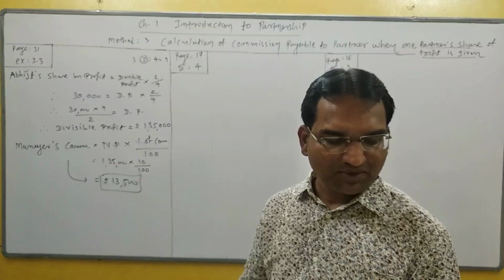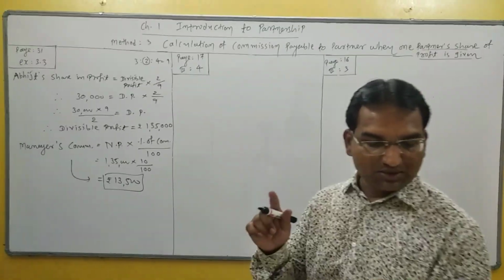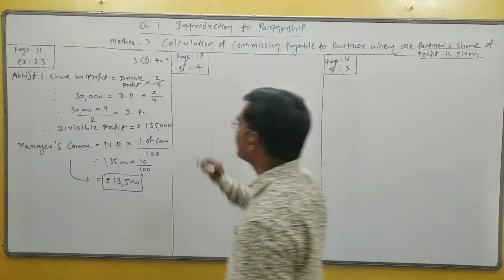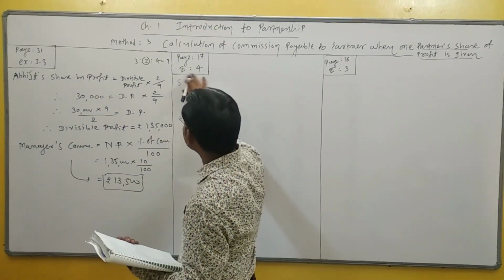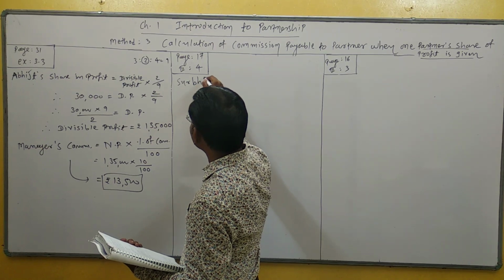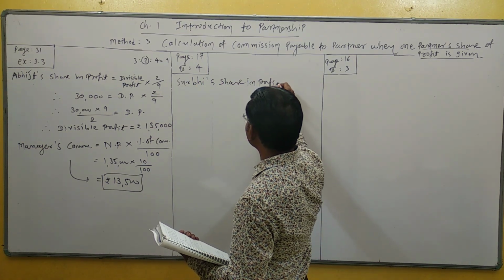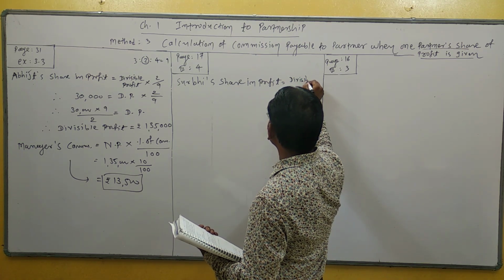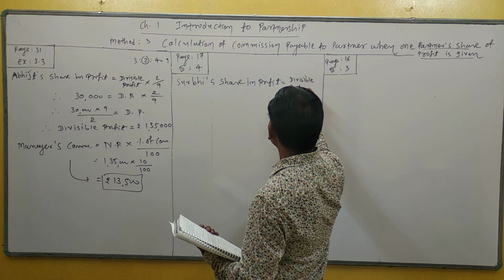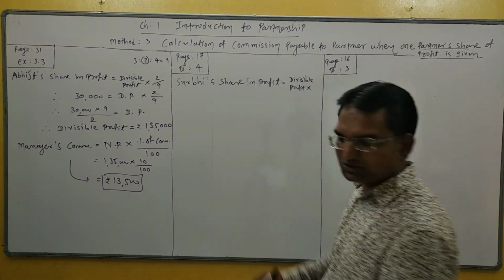So first of all, we will calculate divisible profit from Surbhi's share in profit. Surbhi's share in profit is equal to divisible profit into Surbhi's share. What is the profit sharing ratio?